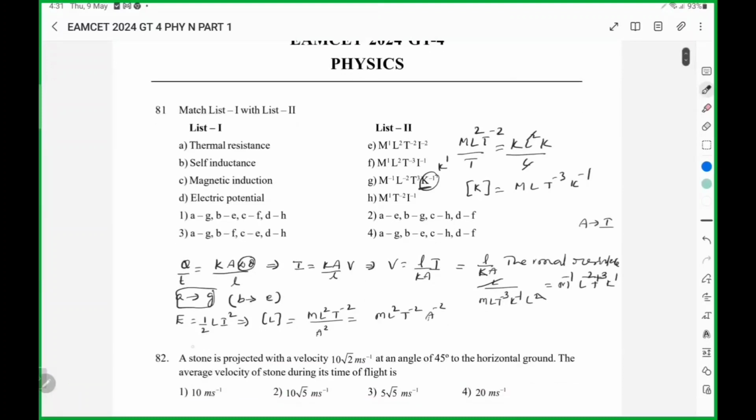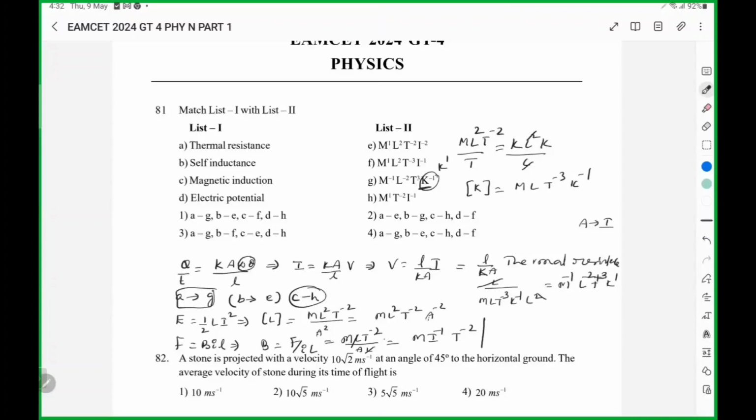Magnetic induction: here F equals B I L, so B is F by I L. That is M L T^-2 divided by I L, which gives M I^-1 T^-2. So C maps to H.